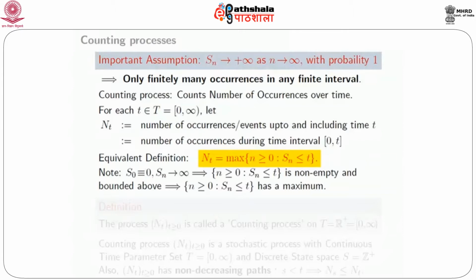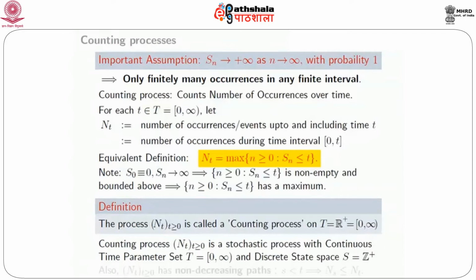Okay, so what is a counting process? It just counts the number of occurrences over time. As time advances, we keep on counting how many occurrences have happened until that time. So here is a precise definition. For each t in that time set, we denote Nt to be the number of occurrences or events up to and including time t. So it's the number of occurrences during the time interval closed 0 to t, both included. An equivalent definition is that Nt can be thought of as the maximum of all n's greater than or equal to 0 such that Sn is less than or equal to t. So you can convince yourself that that essentially defines the same thing. When you take the maximum, the value of that maximum gives you the number of n's for which Sn is less than or equal to t, which is equivalent to the number of occurrences.